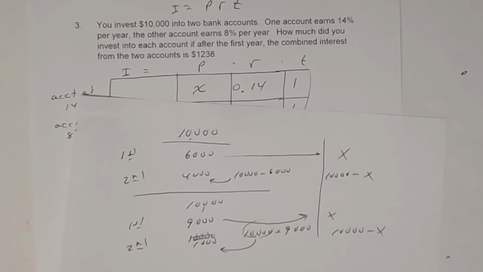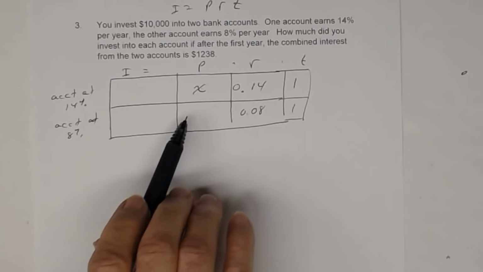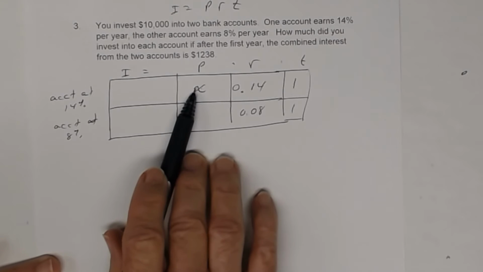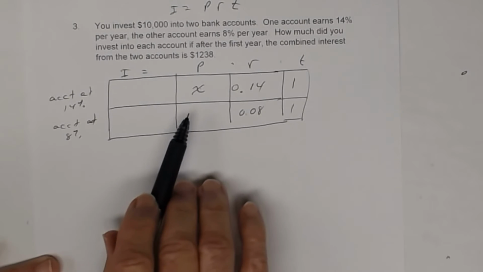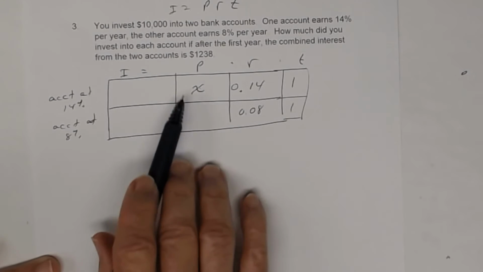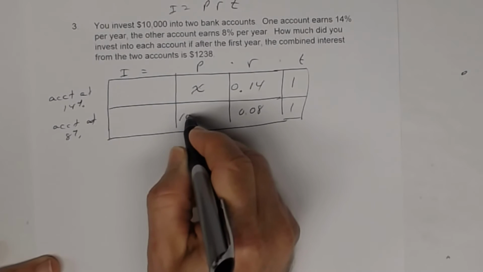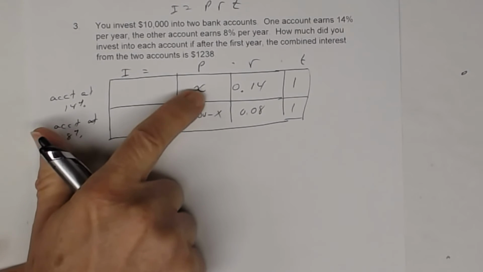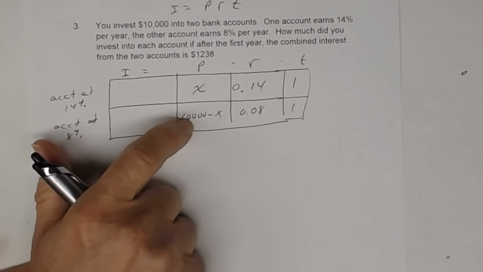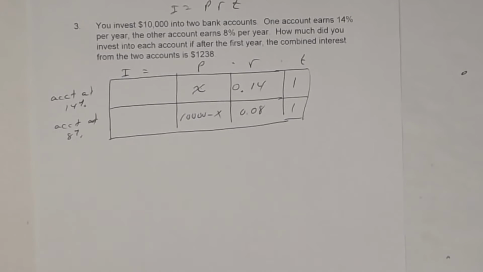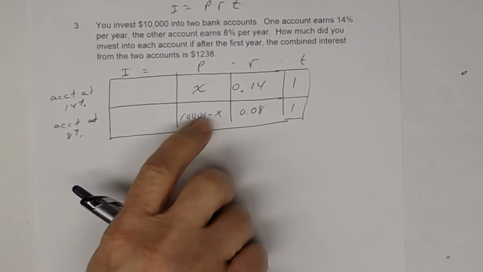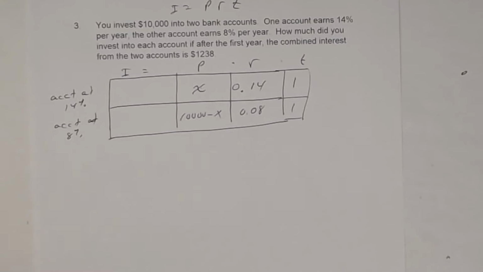So hopefully you now know what's going to go here. If this is X dollars, then this is going to be 10,000 minus X. When you add them up, it makes sense because X and a negative X is 0, and you're left with 10,000. Now be careful, don't put X minus 10,000. It's 10,000 minus X. Remember, with subtraction, the order in which you write things does matter. So it's 10,000 minus X.